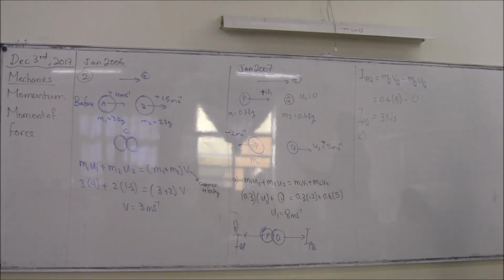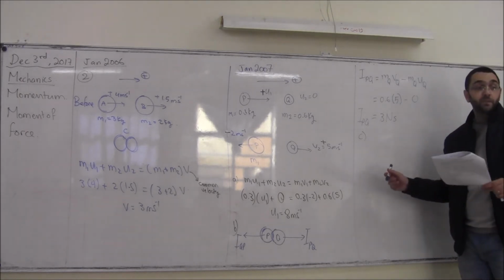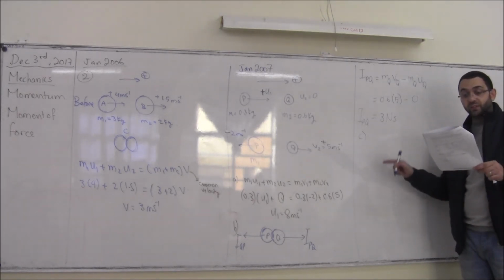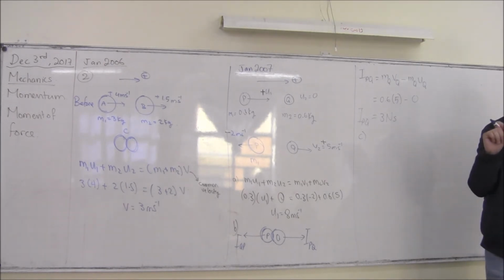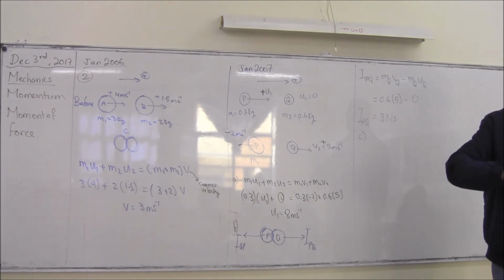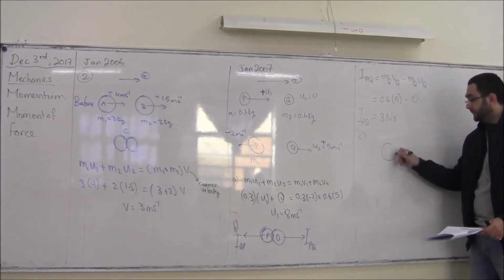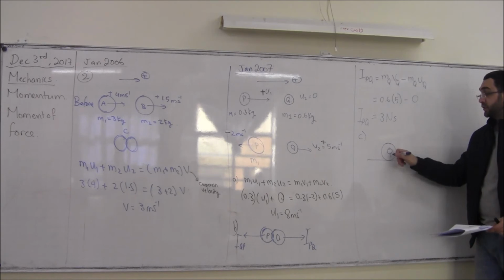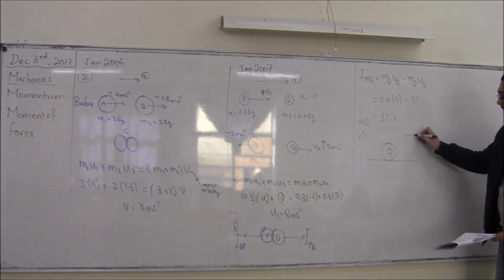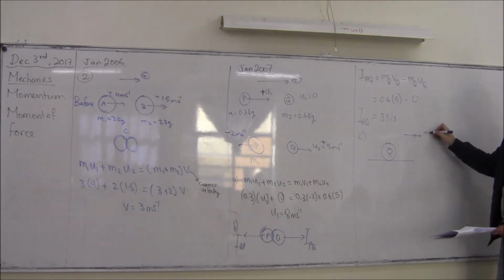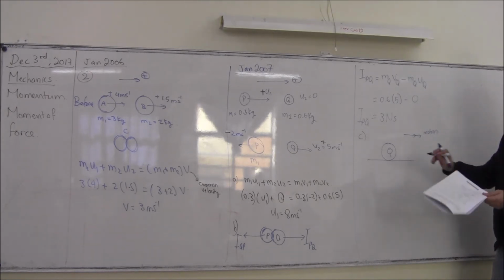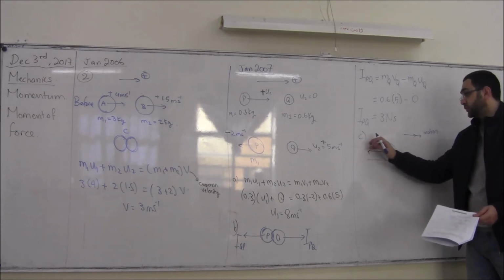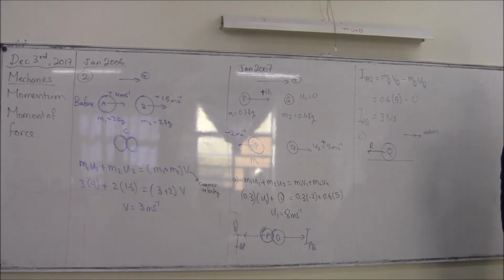Immediately after the collision, a constant force of magnitude R newtons is applied to Q in the direction opposite to the direction of motion of Q. So this is Q, right? Q after the collision will move in this way. This is what? The motion. After the collision, there is a force applied in the opposite direction, which is R.